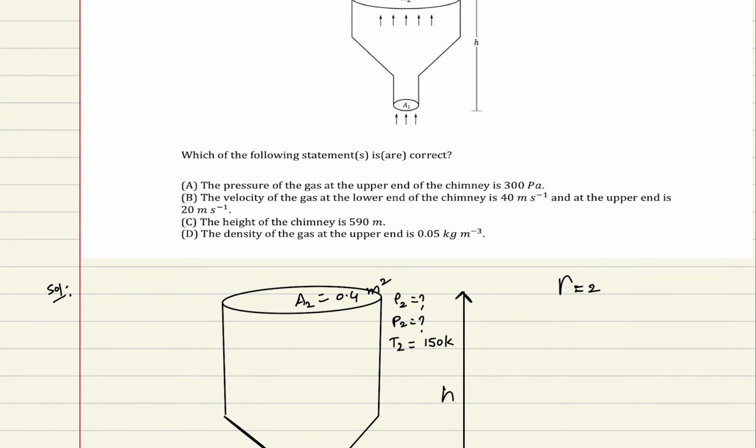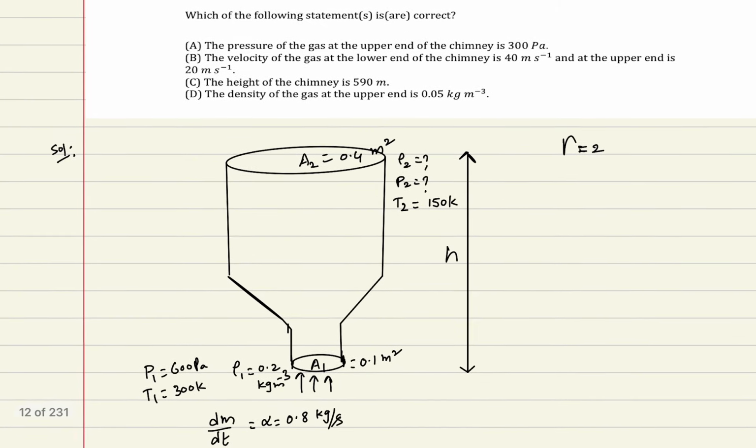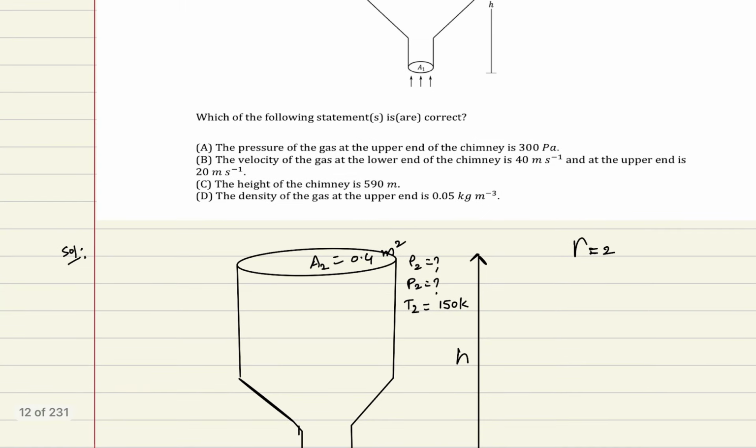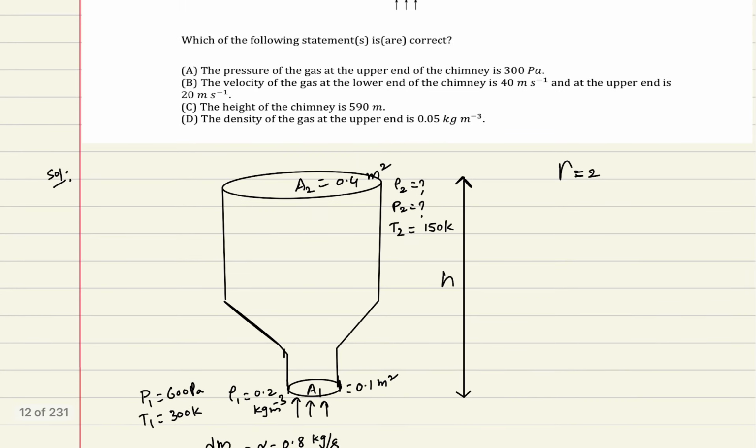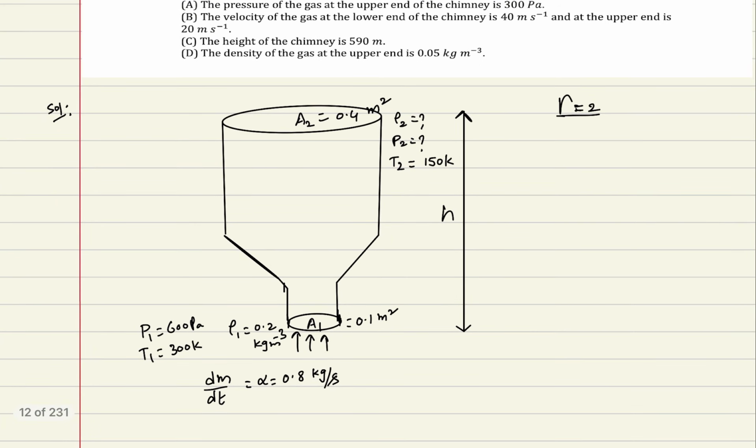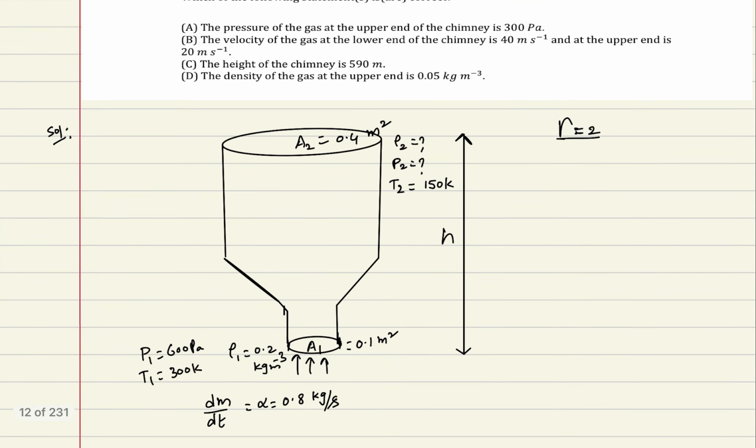So you have to calculate the pressure of the gas at the upper end, the density at the upper end, and the speeds at the lower end and upper end. The height of the chimney also you need to calculate, given that gamma, the adiabatic constant, is 2. Now you can see that according to the question, it is an adiabatic process.